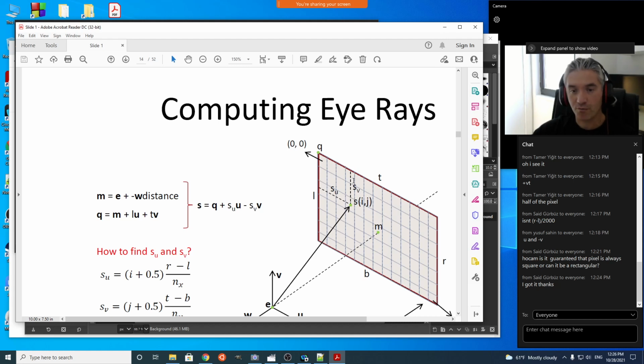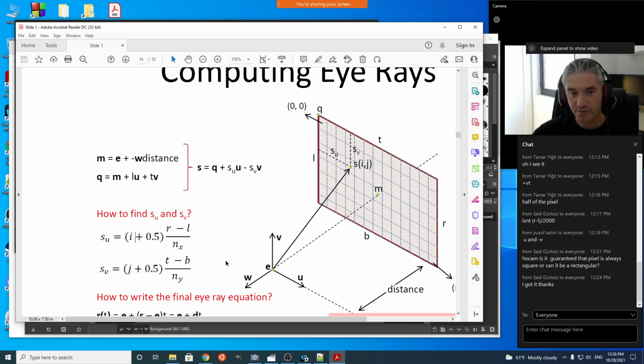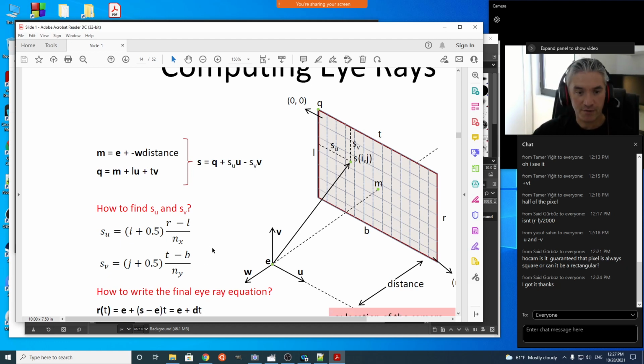So we also worked this out. These are the equations for SU and SV, and we already got them, right? This was I times 1 over 2, in parentheses R minus L divided by NX. We divided by 2000, which was 2000 in our case. So R minus L divided by NX is the pixel width. So it's half a pixel width plus I; if I is equal to 1, it's 1.5 pixel widths away. So this is what SU and SV are. We also worked that out on the slides. So although these formulas look complex, we know how to derive them.